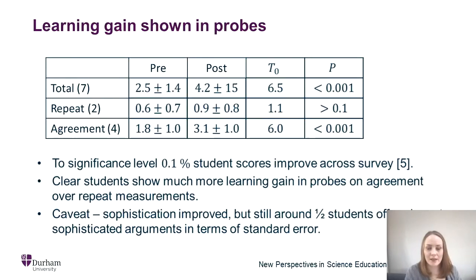This table here shows the learning gain in the particular probes. So we can see that particularly for the probe looking at the repeated measurement, we don't show an increase in learning gain even at the 10% level. But overall we see scores increasing at a significance level of less than 0.1%. So the agreement level probes were much more sophisticated in the pre-test measurements. The answers shifted away from numerical values and towards more sophisticated measurements like standard deviation and standard error. However, the caveat to this is there were still around half the students that gave some of the most basic answers, particularly in the repeated distance test, which is concerning.